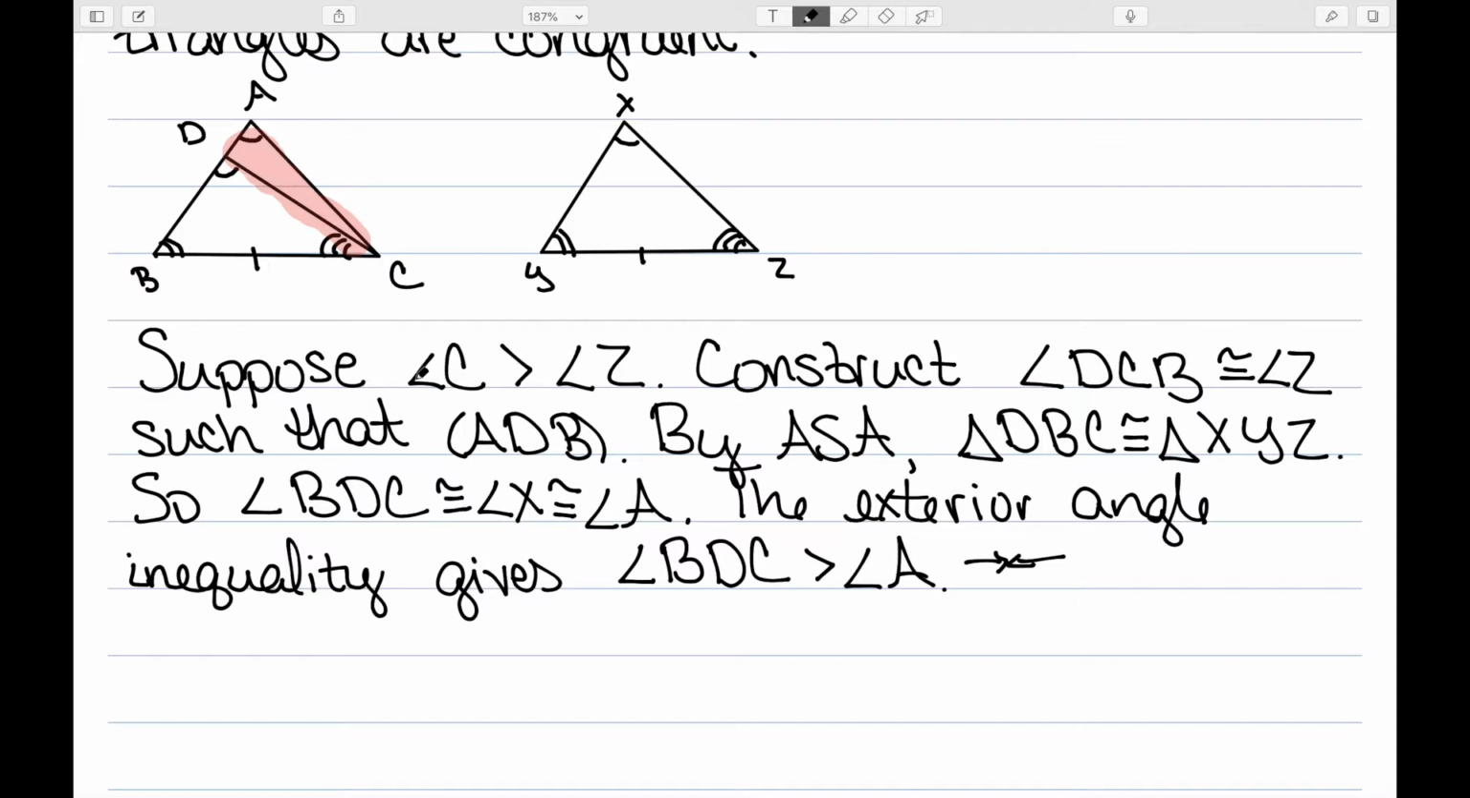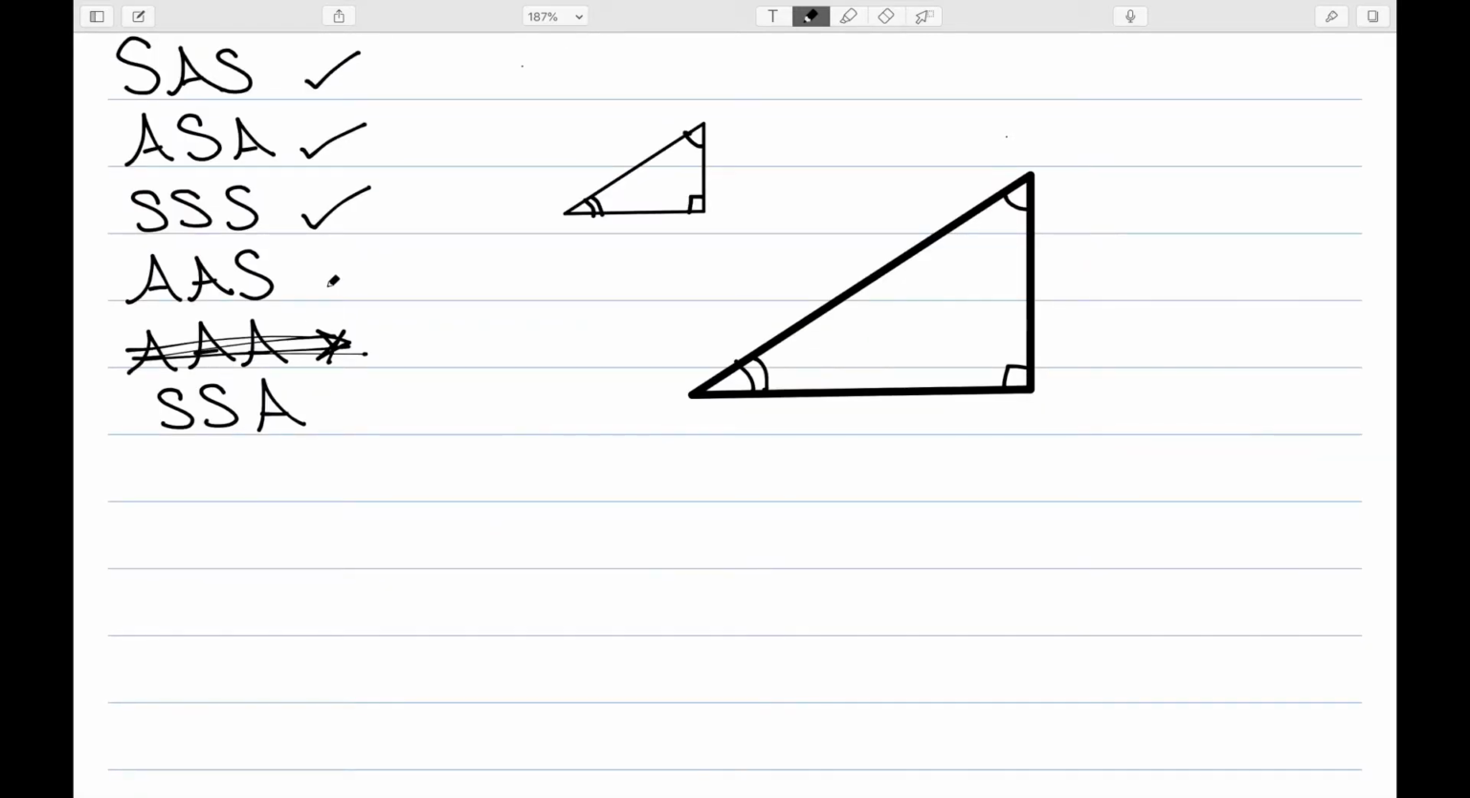The only thing we assumed was that angle C was greater than angle Z. So it can't be the case that this is true. If angle C is smaller, then this proof is almost identical. Instead, we just draw the ray in this triangle over here and we get the same issue. Therefore, we must have that these angles are equal, which means they're congruent. Going back to our list of possible congruence criteria, we've now proved AAS, and we're only left with this SSA.